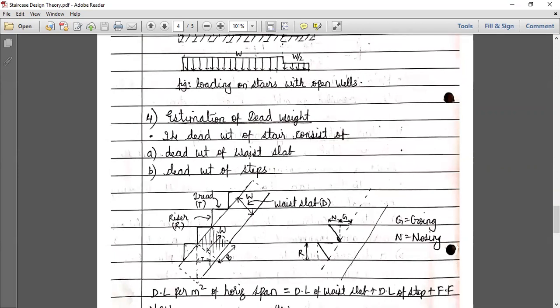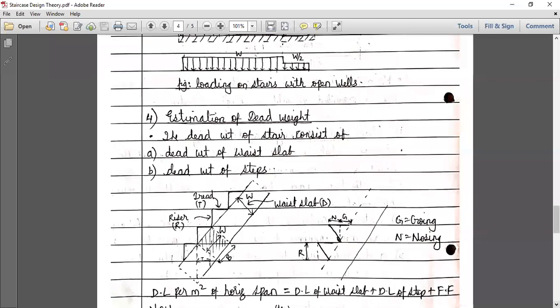So there are two types: dead weight of the waist slab. What does waist slab mean? Can you see the diagram here? The thickness of the staircase is called the waist slab, from here to here. It does not include the steps. Understood everyone? What is waist slab? It is nothing but this pure slab without the steps. And what is the next thing? The dead weight of the steps. These are the two things which you will consider to find out the total dead weight.